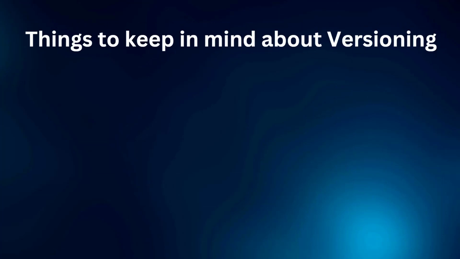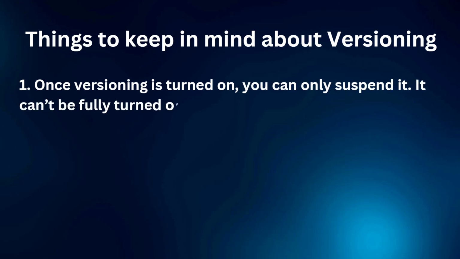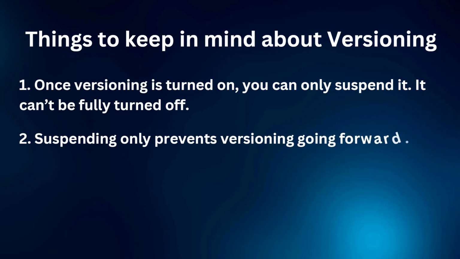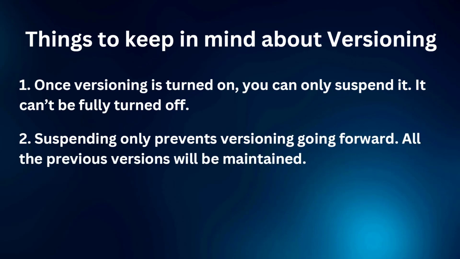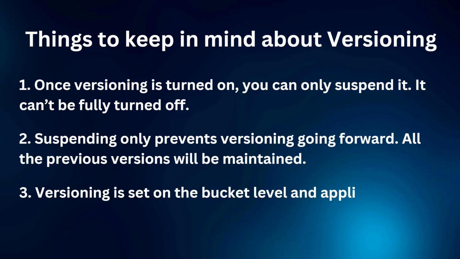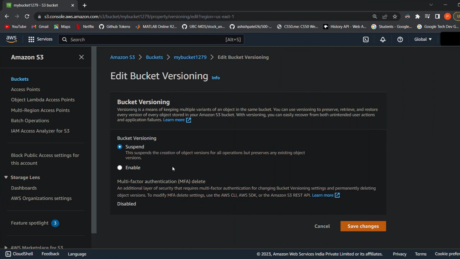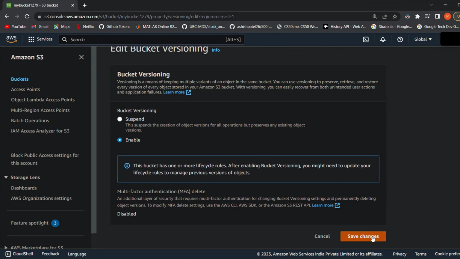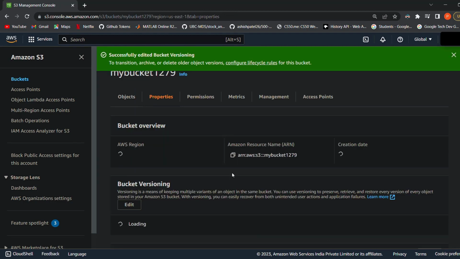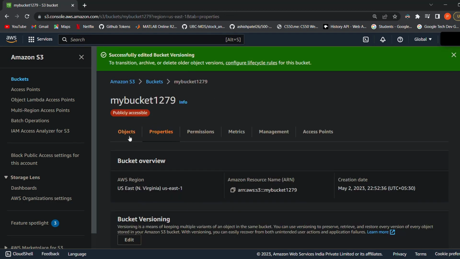There are a few things to keep in mind about versioning. 1. Once versioning is turned on, you can only suspend it. It can't be fully turned off. 2. Suspending only prevents versioning going forward. All the previous versions will be maintained. 3. Versioning is set on the bucket level and applies to all the objects in the bucket. Now, enable it. Save changes. It's that simple. Now let's test it out.